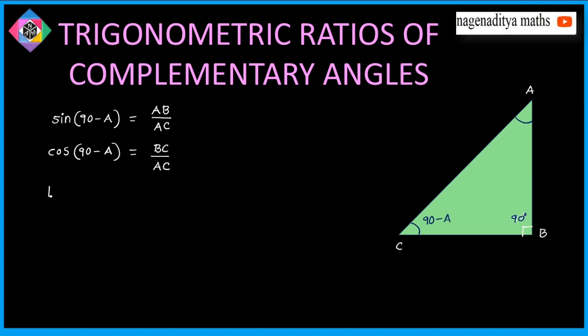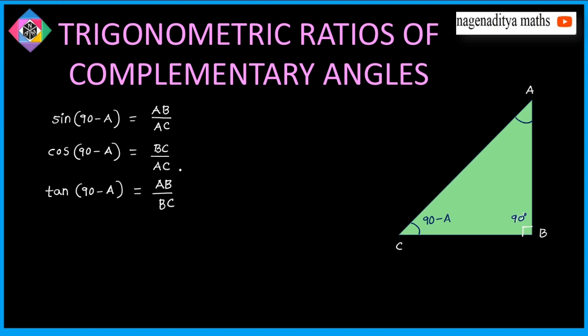Next, tan of 90 minus A. So tan of 90 minus A is equal to the opposite side to 90 minus A by the adjacent side to 90 minus A. The opposite side to 90 minus A is AB. So this is equal to AB by BC. Okay. So these are the values of 90 minus A.